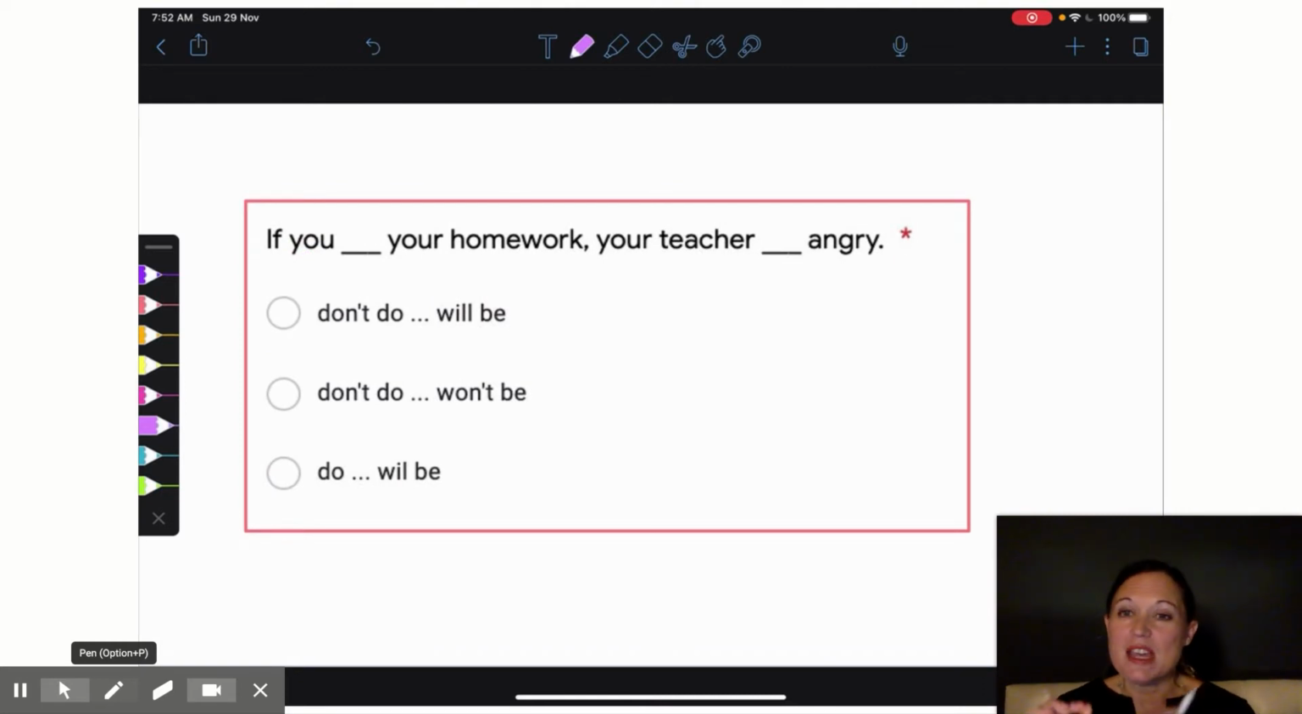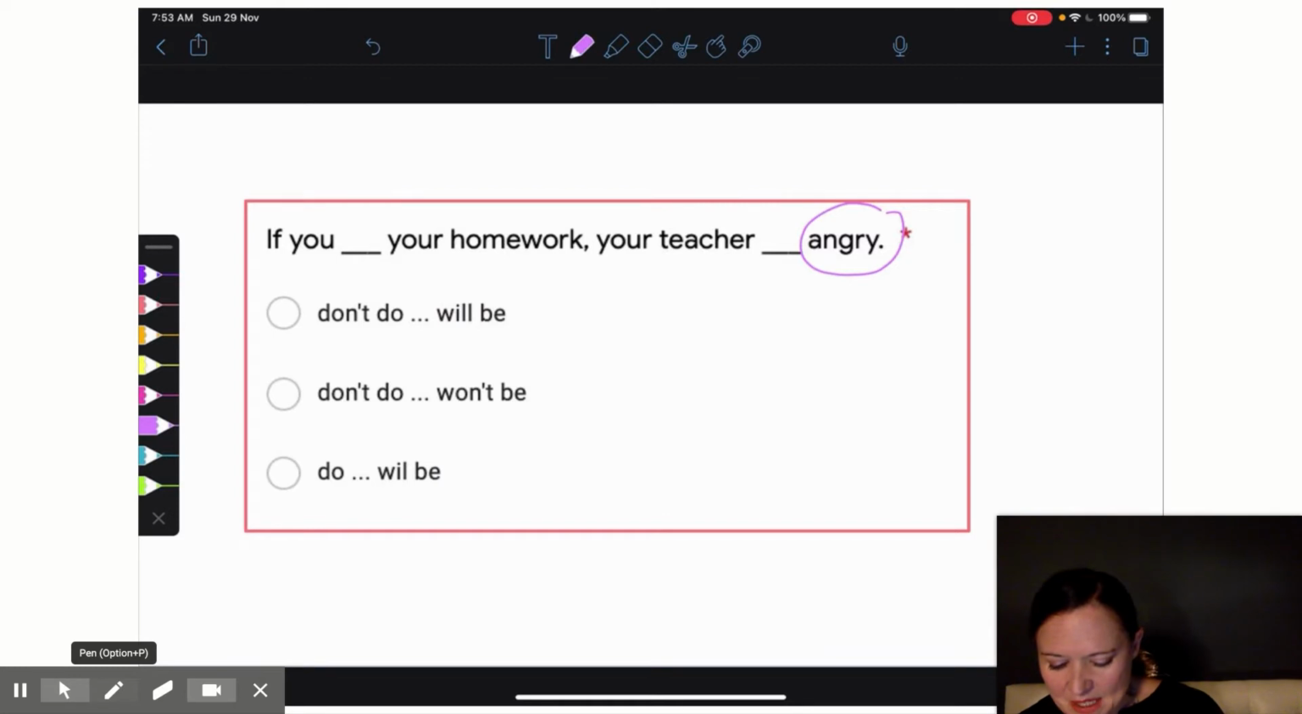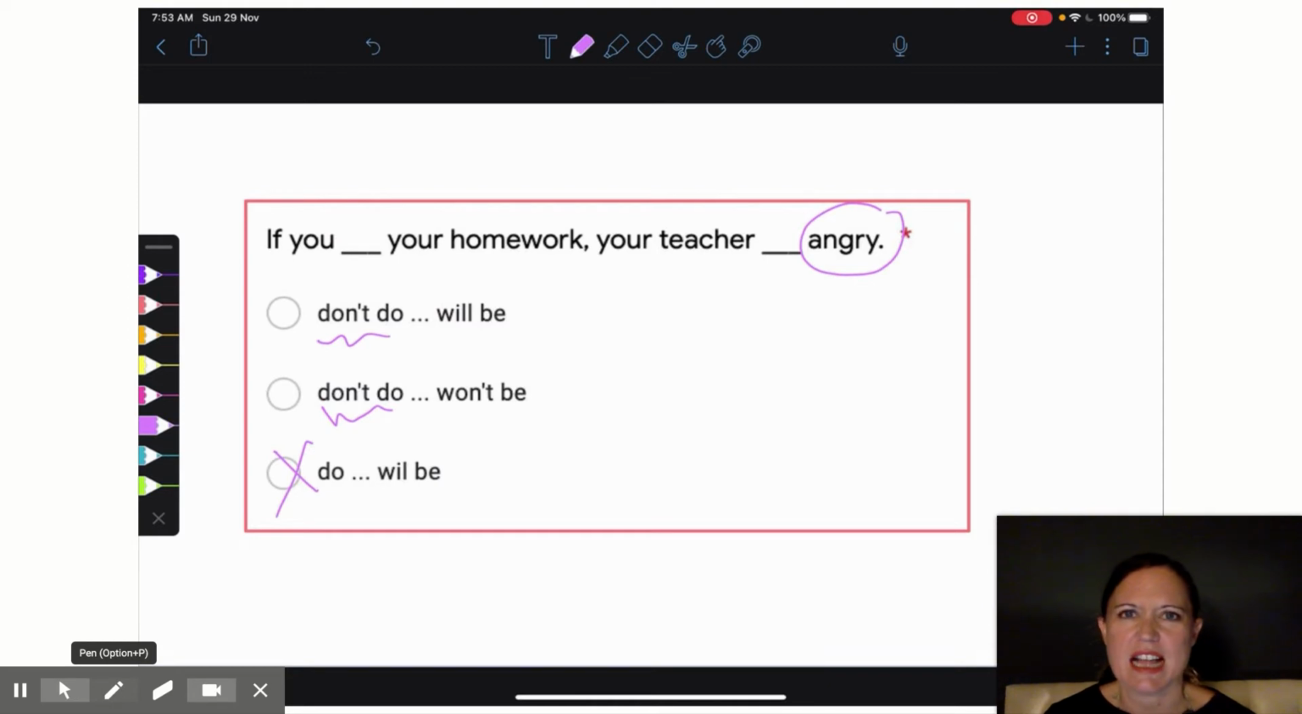It's almost the same. If you (blank) your homework, your teacher (blank) angry. So let's look at our answer choices again, and see if we can go ahead and cut one out because it's in the wrong tense. Don't do, do. All of those are correct present simple verbs. So I already know that now I'm going to have to just look at meaning. So what is going to result in my teacher being angry? Well, that's going to be don't do. So I'm going to go ahead and cross off that last answer choice.